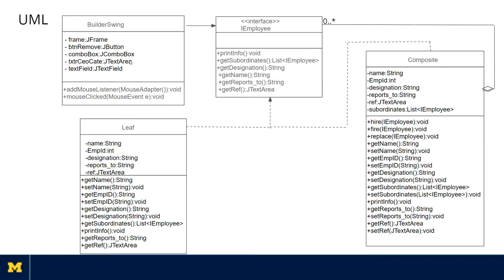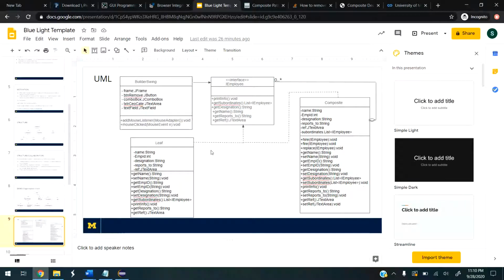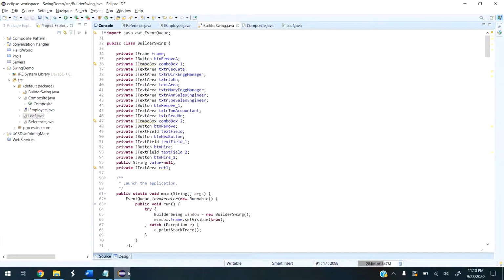And lastly, this builder swing class is like a client class. It initializes the GUI, and it is used to create this entire composite structure using hire, fire, etc. methods. So let me start with the demo of this.